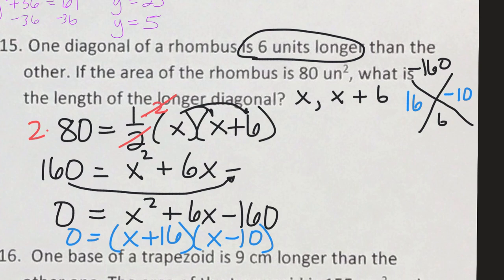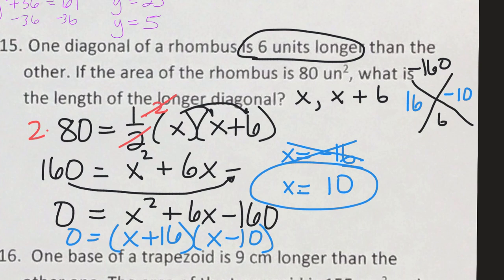And if we've done this for long enough, that means your answers are going to be negative 16, and positive 10. And since this is a geometry class, we can't have a negative 16 unit long rhombus. So then one of our diagonals is 10, and the other diagonal is 16. So we have diagonals of 10 and 16.